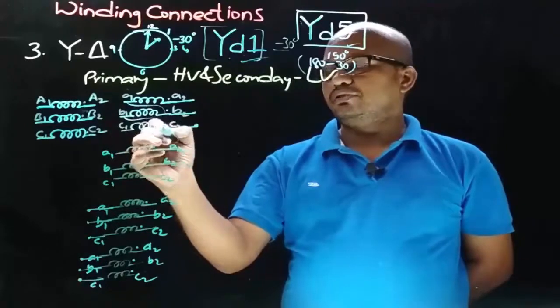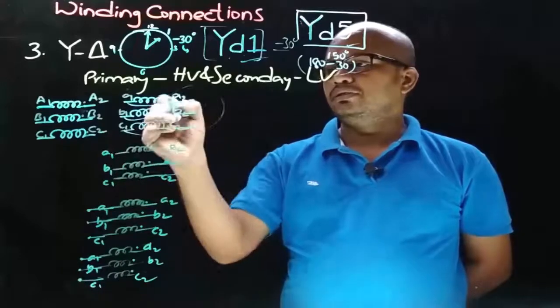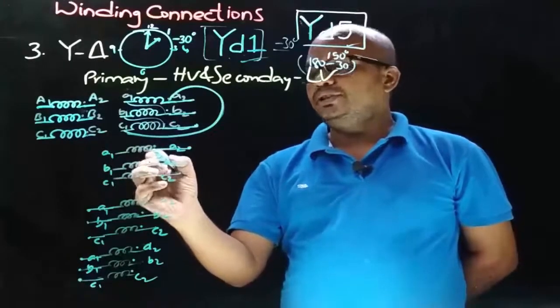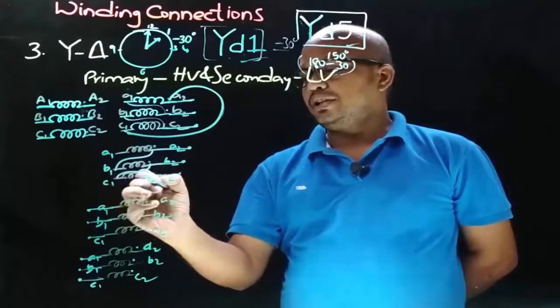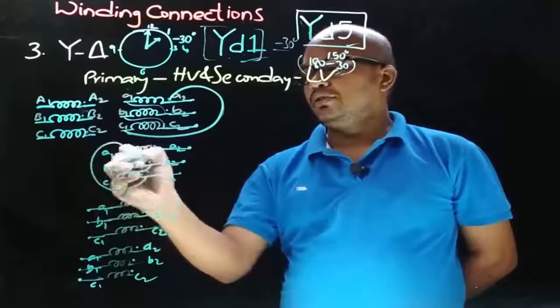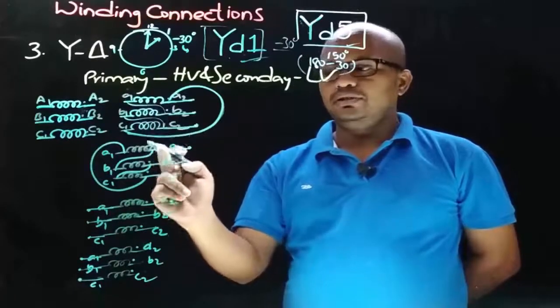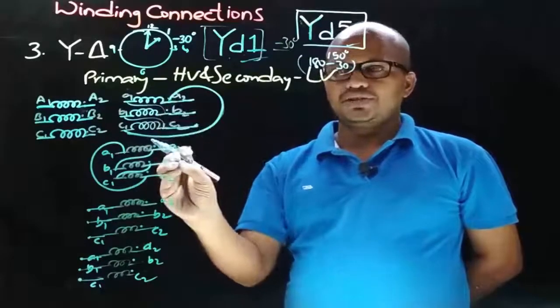So non-dot end with dot end and non-dot end with dot end. But for the second possible connection, what we are doing means we are joining the dot end with non-dot end, dot end with non-dot end and dot end with non-dot end. Here we join the non-dot end with dot end and here we join dot end with non-dot end. So these are the first 2 possible connections of star delta.